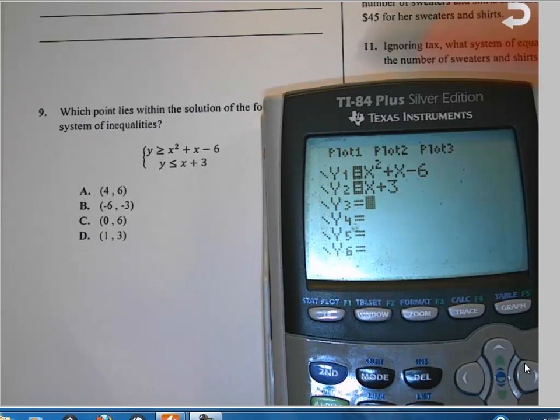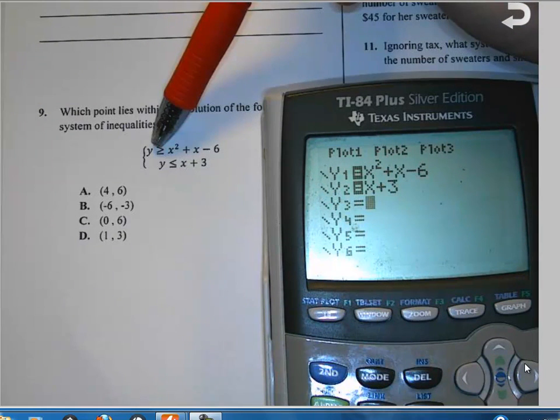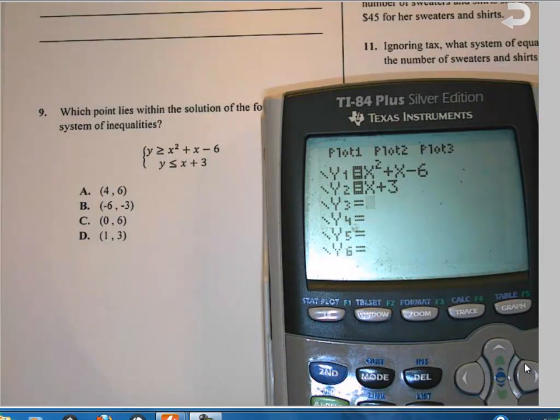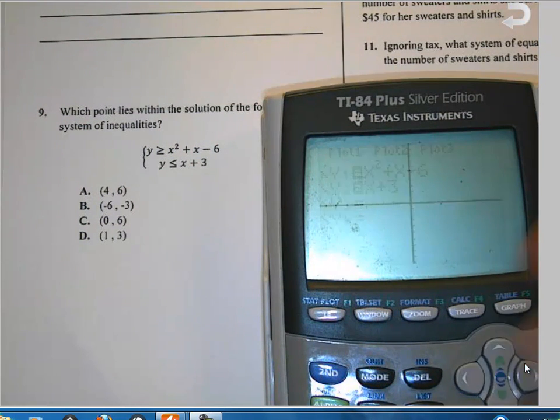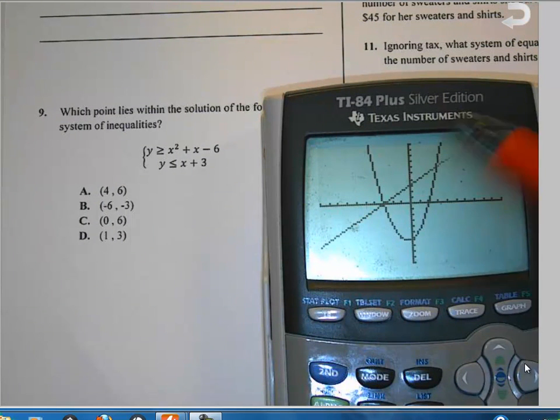Now, the 84 doesn't handle inequalities very well, and especially where they come together. This is greater than or equal to, which means we're looking for things that are above the quadratic and below the line. So here we have our quadratic, here we have our line, and we're looking for stuff that's in the middle.